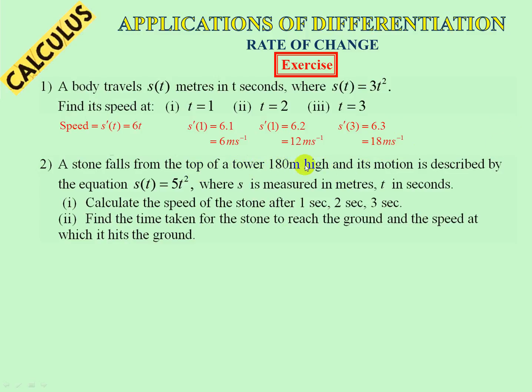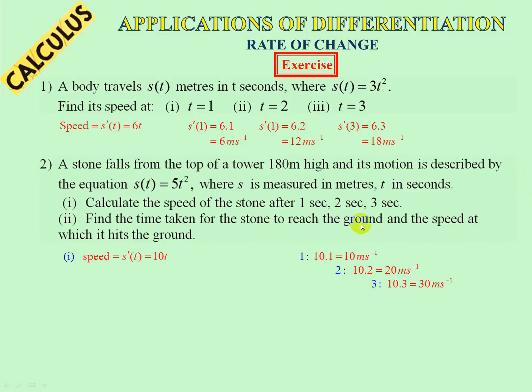Stone falls from the top of the tower, 180 meters high, motion described by s of t equals 5t squared. Calculate the speed after 1 second, 2 seconds, 3 seconds. Well, that's its motion, that's displacement, so therefore we have to differentiate first, s prime of t, 10t. Now we can substitute those values in.